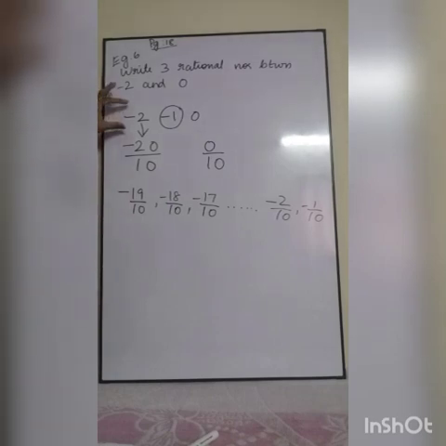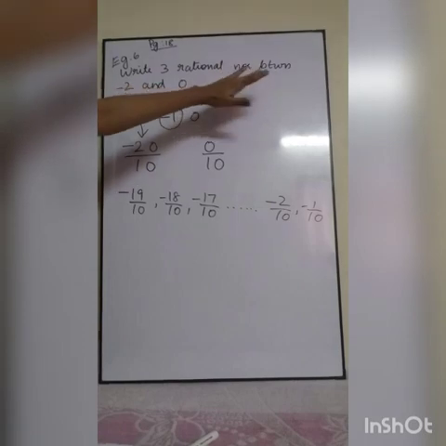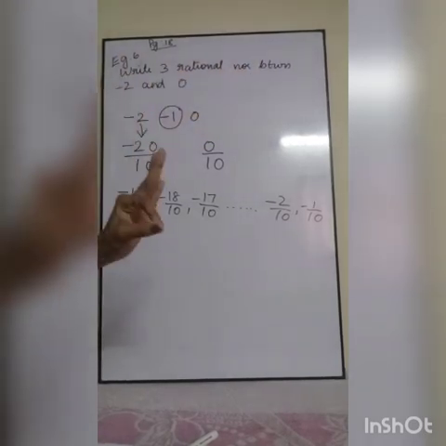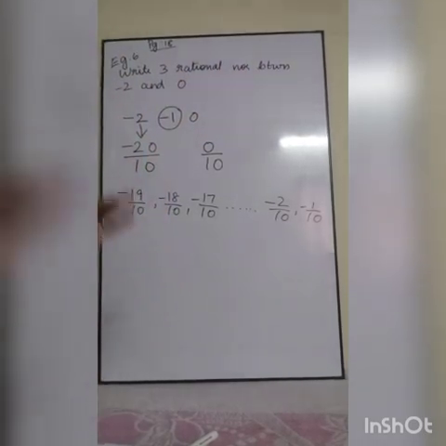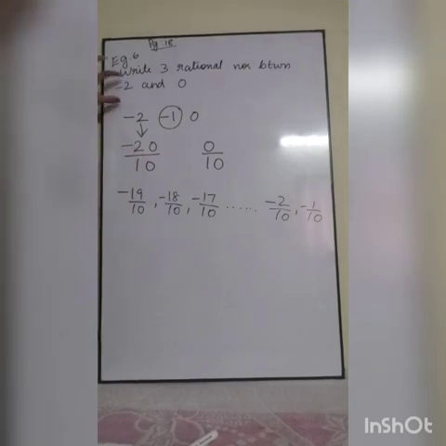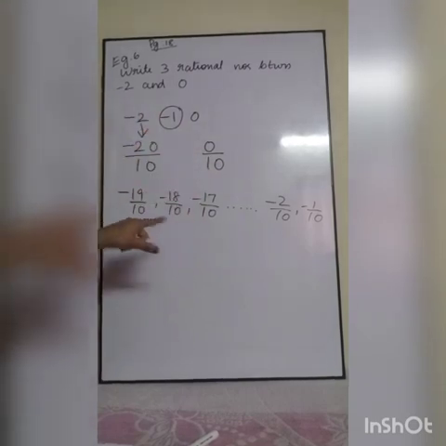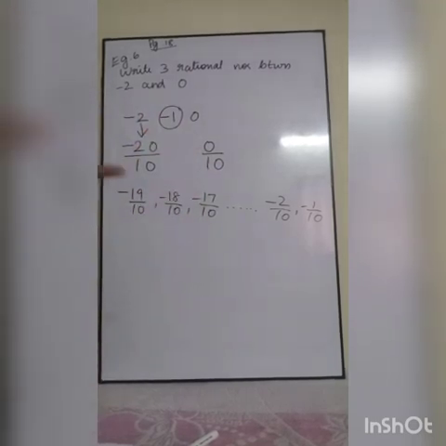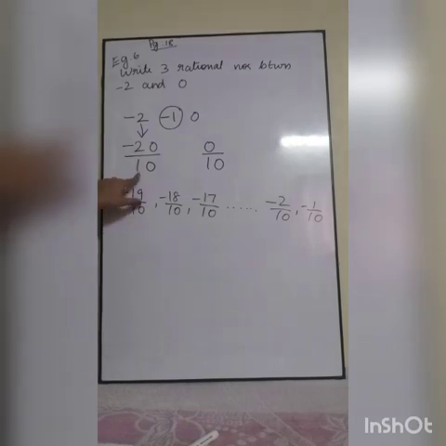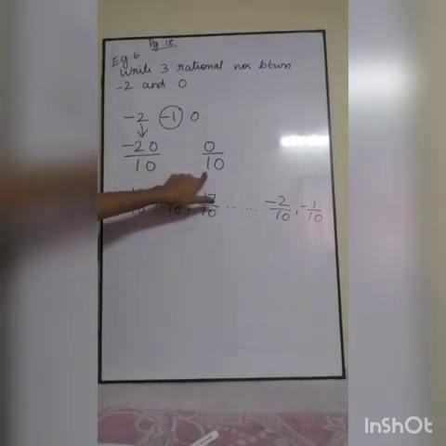See, what I am doing is, they are asking you to write 3 rational numbers between minus 2 and 0. They are asking you to find just 3. What I am changing is that minus 2 as minus 20 by 10, and 0 as 0 by 10, because both the denominators should be the same. Only then we can easily calculate it. That you keep in your mind. Because here it is 20 by 10, so here also 0 by 10 only you should write.